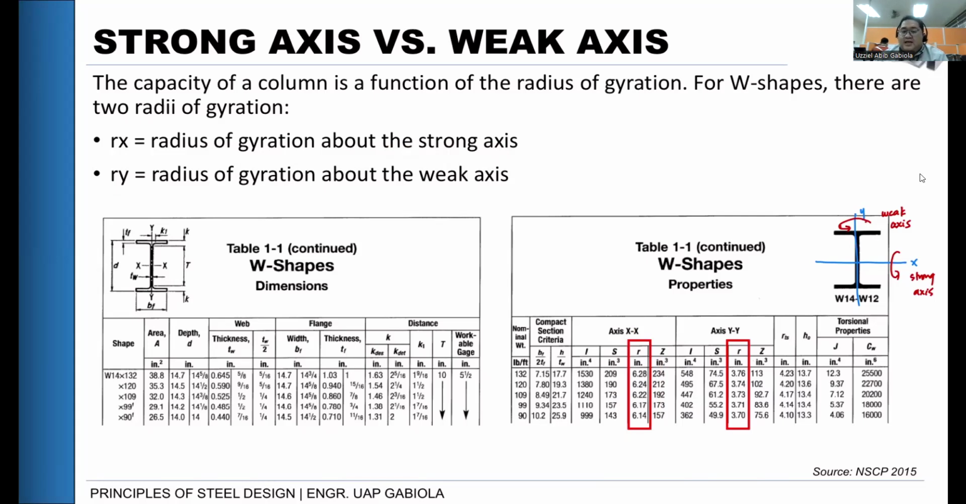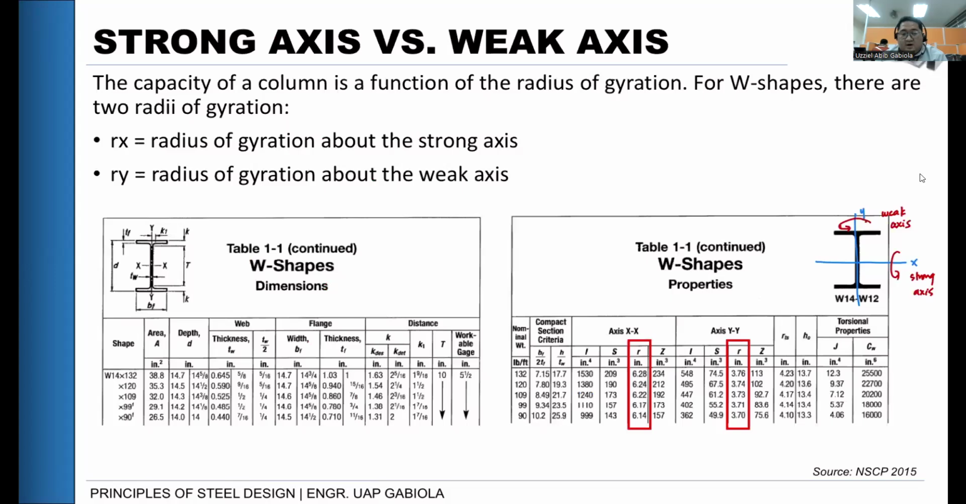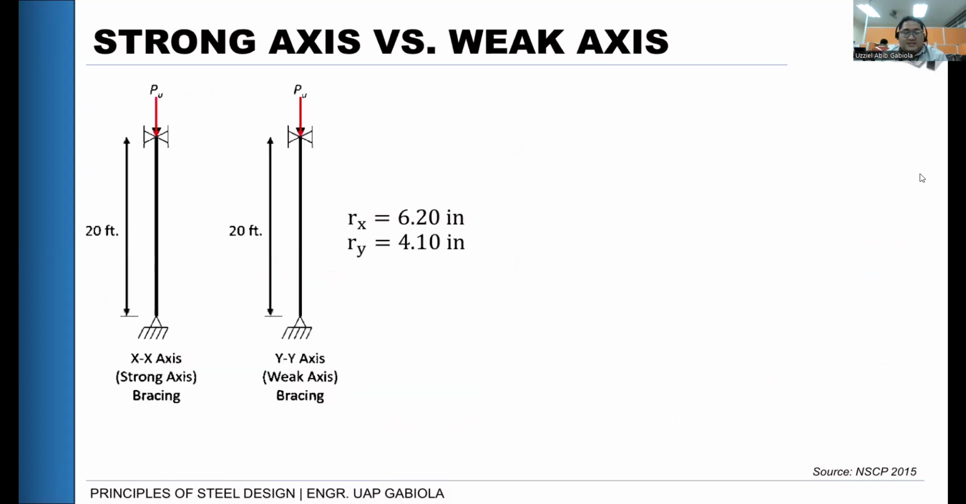Kailangan i-check natin lagi kung sinong axis ang mag-govern or kung sinong axis yung magpo-produce ng KL/R na mas mataas. Again, kailangan natin mas mataas kasi mas mataas na KL/R, mas mababa yung stress, mas conservative yung value na dine-design natin o ginagamit natin for analysis. Okay? So, kailangan natin ng KL/R value. So, to use that concept, let us have this example.